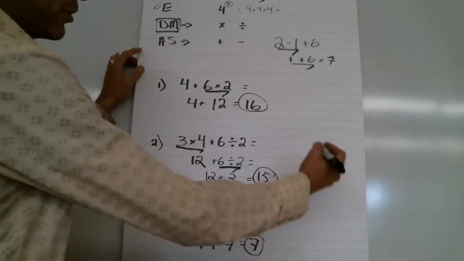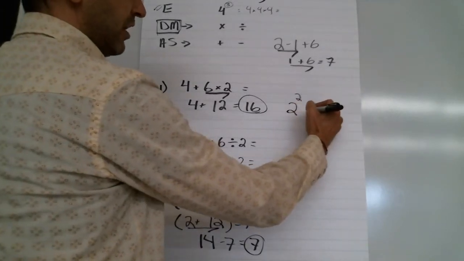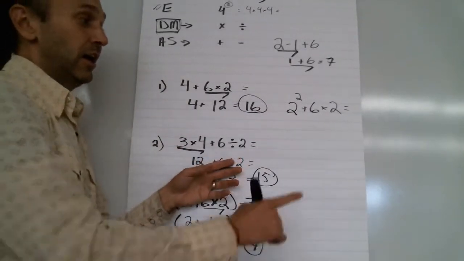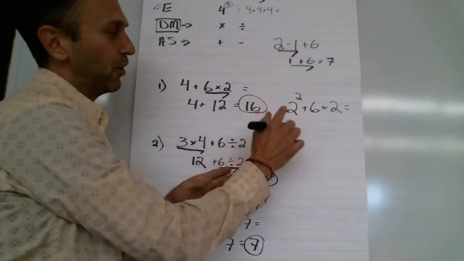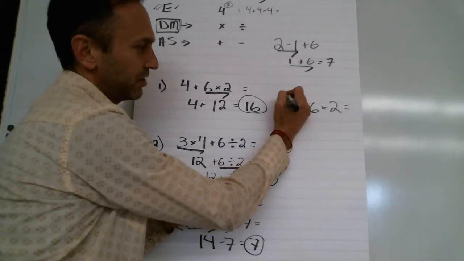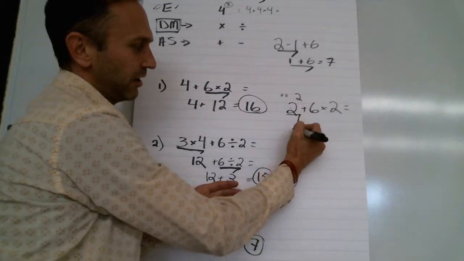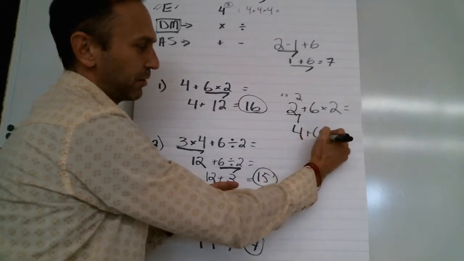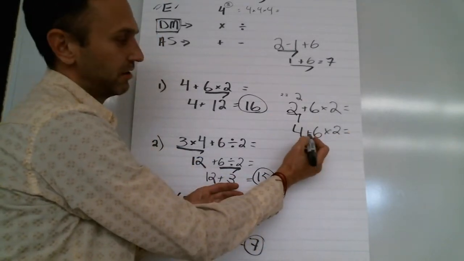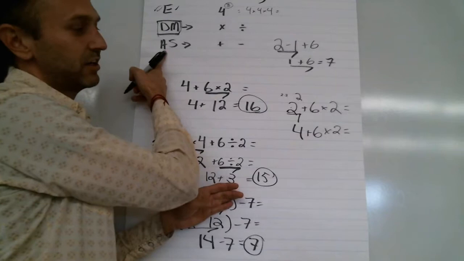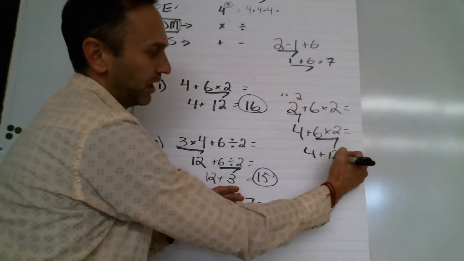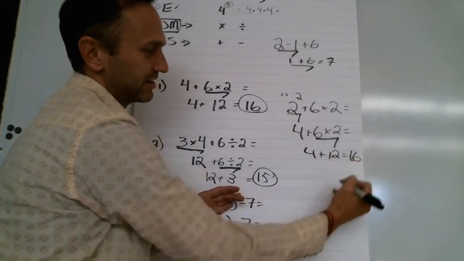Right? I'm going to show you one more quick one over here with an exponent. 2 squared plus 6 times 2. No brackets. We can keep going. I do have exponents. So remember, 2 squared is the same as 2 times 2. So here, I'm going to make this into 4 plus 6 times 2. Which one do I do first? Multiplication or addition? Multiplication. So I'm going to bring that down. 4 plus 12 equals, hey, we got 16.